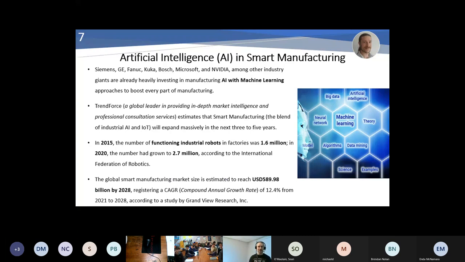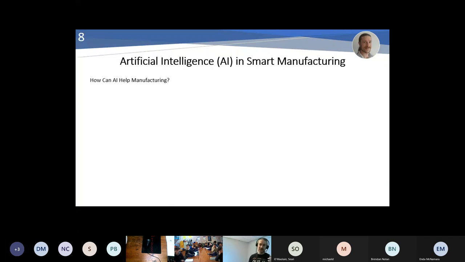The global smart manufacturing market size is estimated to be around $589.98 billion by 2028. Again, I don't know why they decided to go for such a non-rounded number for 2028. I'm sure they could have estimated $600 billion. But nonetheless, I believe that's from registering a compound annual growth rate of about 12.4% from 2021 to 2028, which is what they've been doing up to now. As I said, we will have seen a slowdown in 2021 and 2022, so that number might not quite make it to $600 billion by 2028, or you never know, we might have a good bounce back and it might make it there and further. But nonetheless, it's still a huge amount of money we're talking about and a huge investment in an industry that we're going to have in the near future.